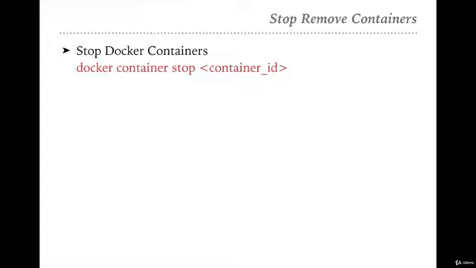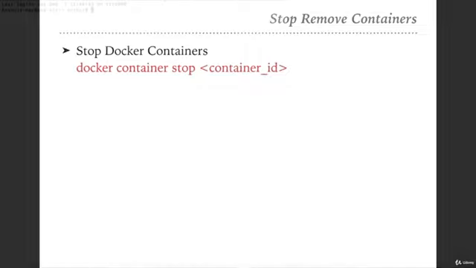So we have started two containers yesterday in the detached mode, but suppose if we want to stop these containers, then what is the way, right? To stop the containers, we have a simple command docker container stop, then you need to provide the container ID. So let's start with the commands.